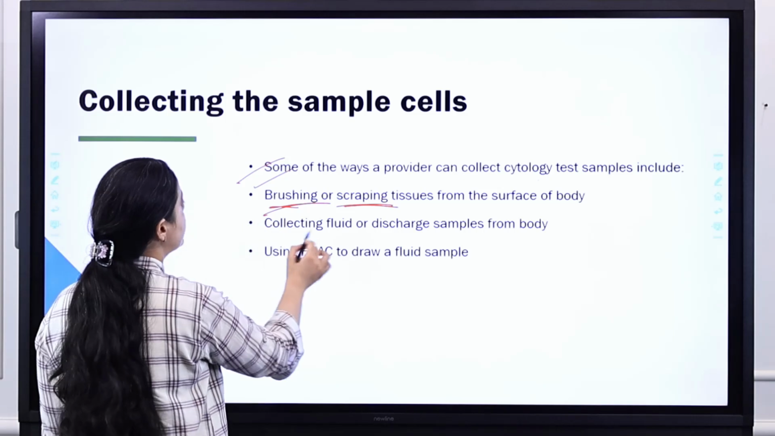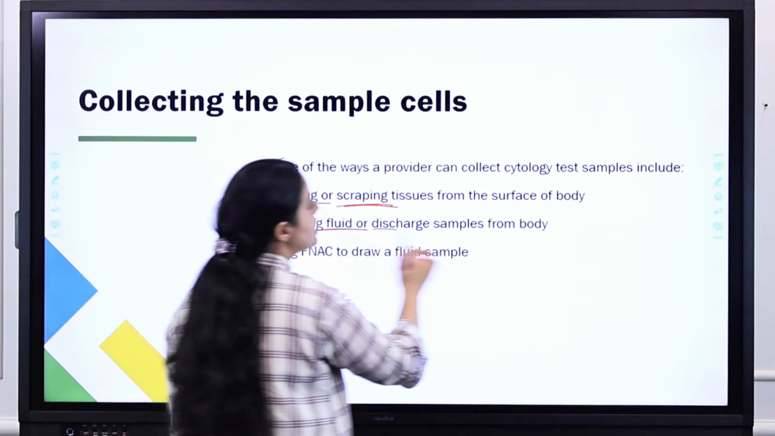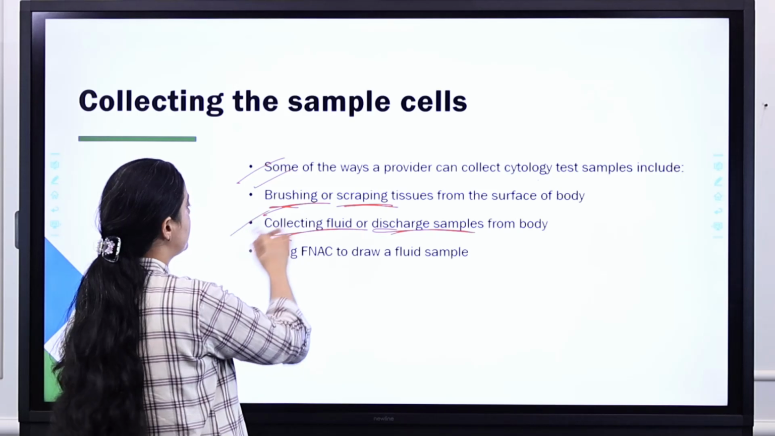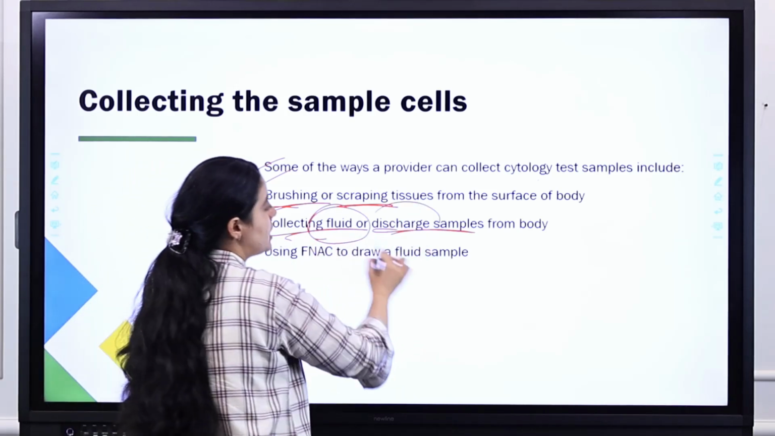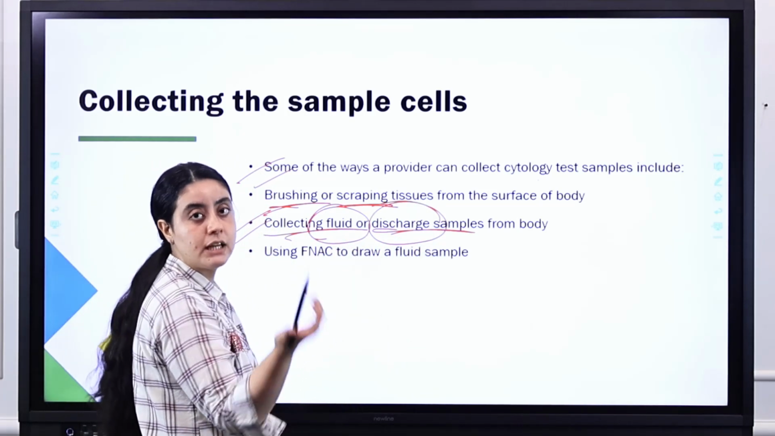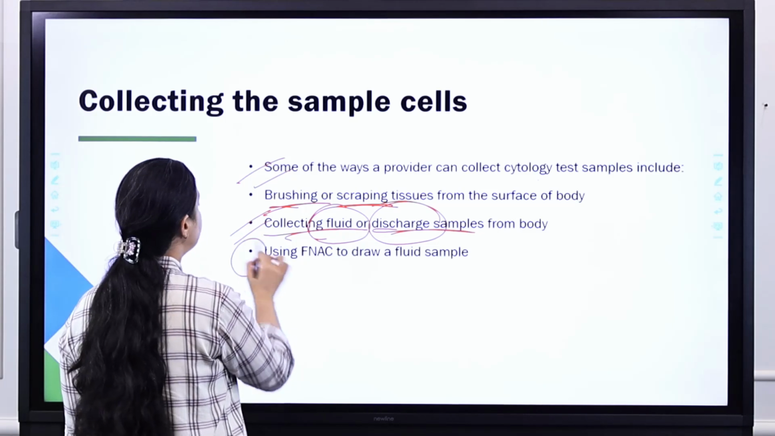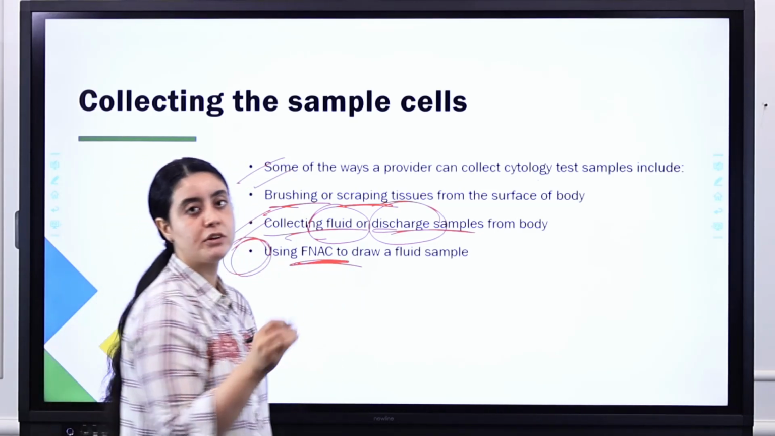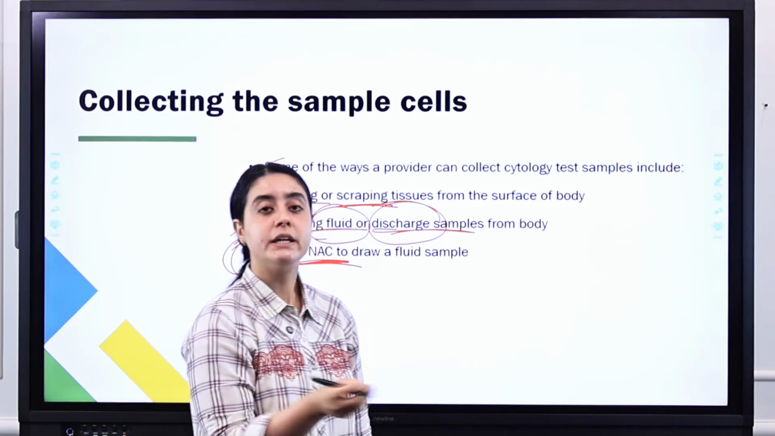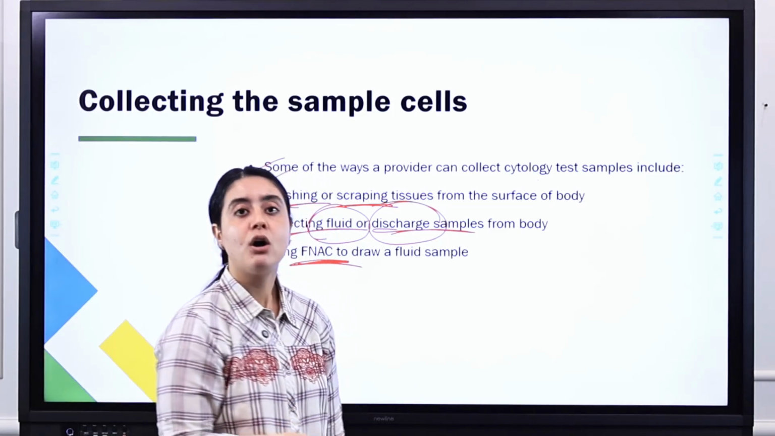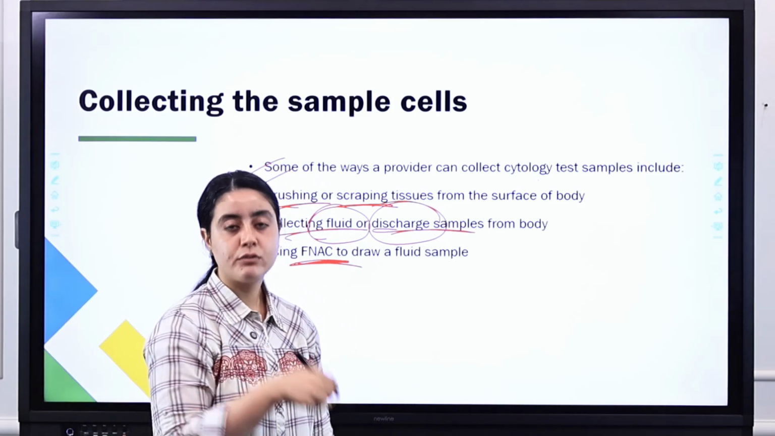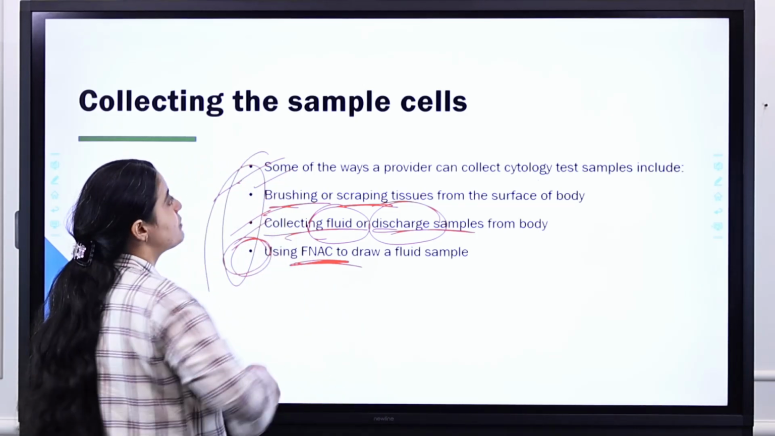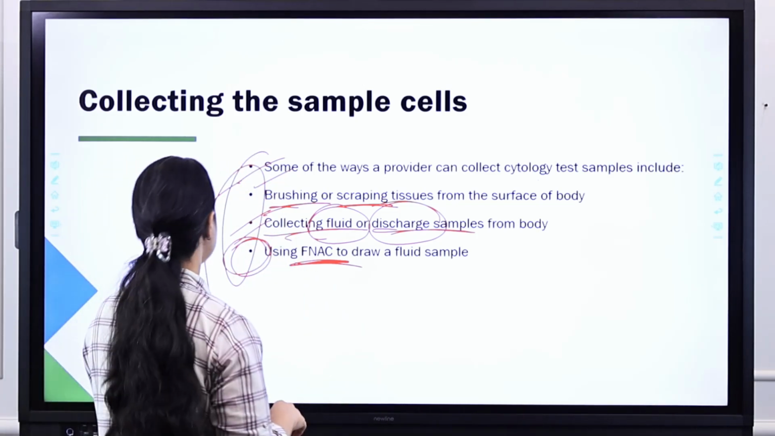So what is the second? Collecting fluid or discharge samples from the body. Another type is to collect fluid or abnormal discharge, like from the eyes or body. And what is the next step? FNAC. If there is a fluid-filled cavity under our tissue, in a deep-seated tissue or organ, or under our skin, we have to use the FNAC needle. So we have already discussed all the types of sample collection.